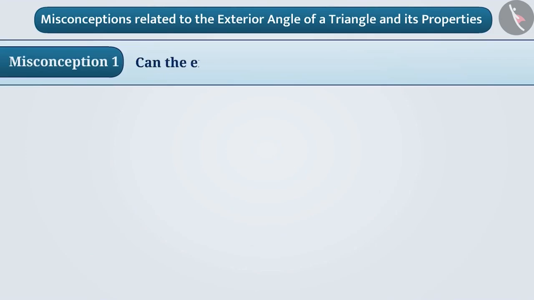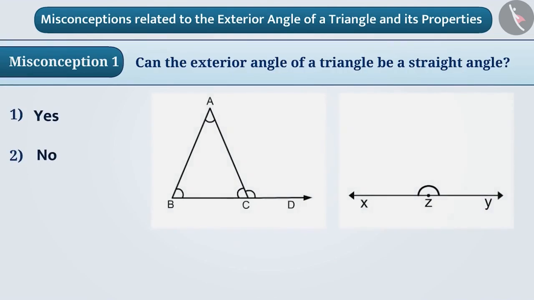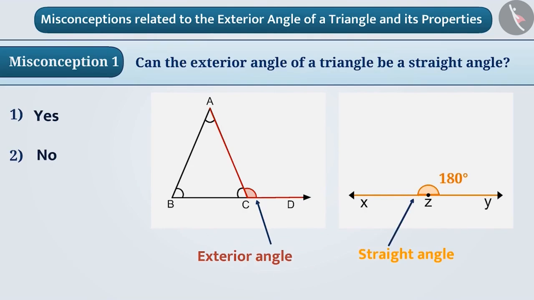Misconception 1. Can the exterior angle of a triangle be a straight angle? Some students get the wrong idea that the exterior angle of a triangle can also be a straight angle, that is an angle of 180 degree. But this is a misunderstanding. The reason being, it is not possible to make a triangle where the exterior angle measures 180 degree.